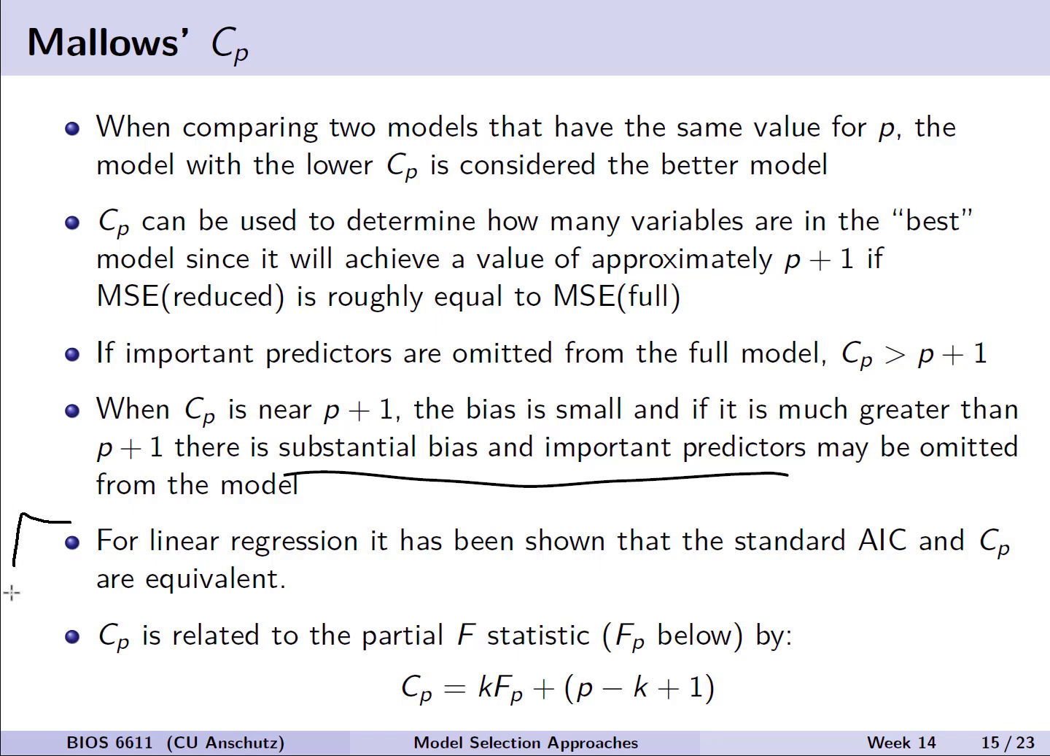A few interesting connections can be made where for linear regression specifically, the standard AIC and the Mallows Cp are technically equivalent in what they would identify as the optimal model with respect to a minimum value for either AIC or Cp. And we can also note that Cp is related to the partial F statistic based on this relationship between the number of predictors in the reduced model and those we removed from the full model, p and k respectively.